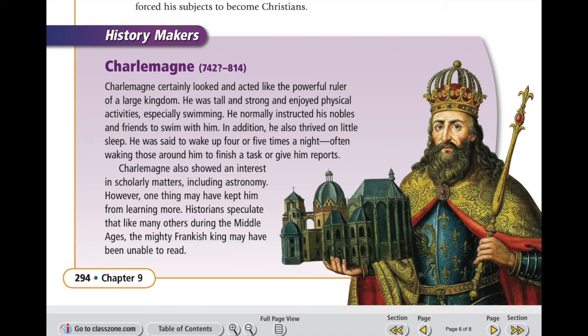Charlemagne also showed an interest in scholarly matters, including astronomy. However, one thing may have kept him from learning more. Historians speculate that, like many others during the Middle Ages, the mighty Frankish king may have been unable to read.